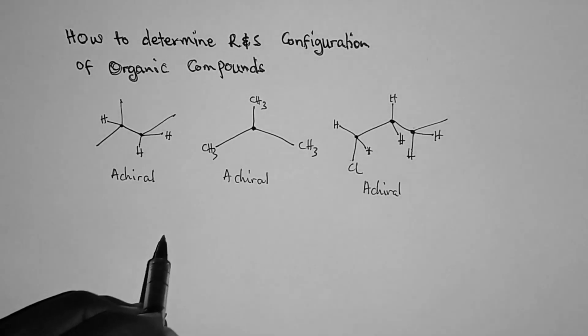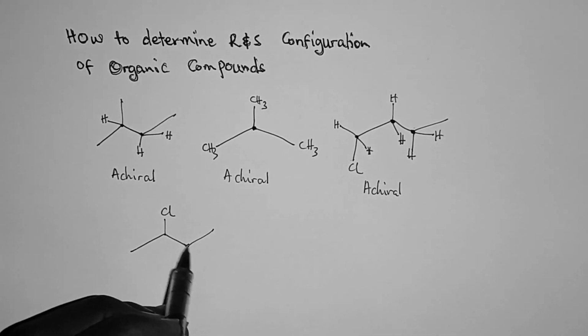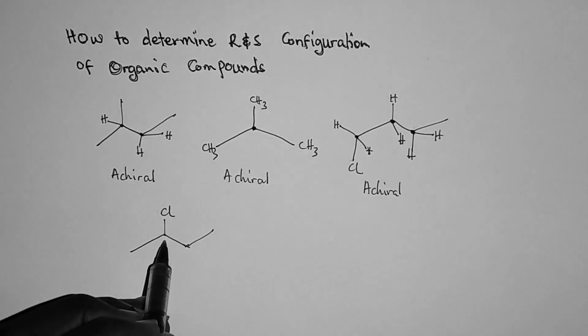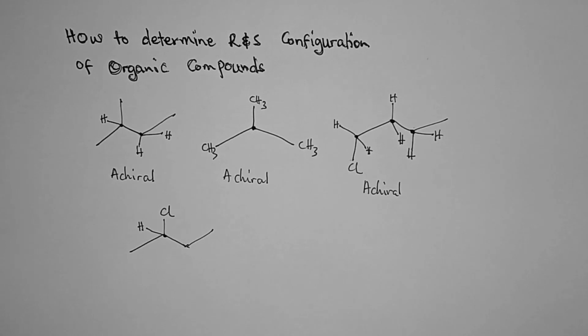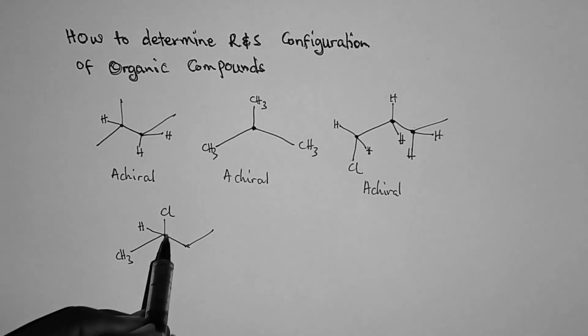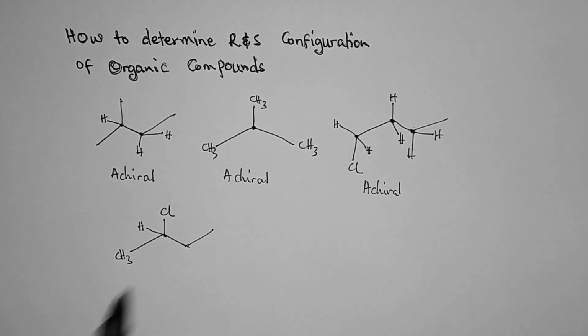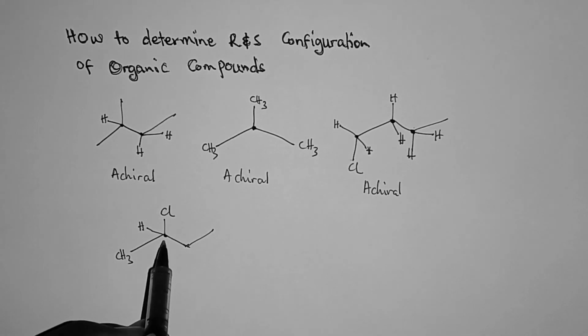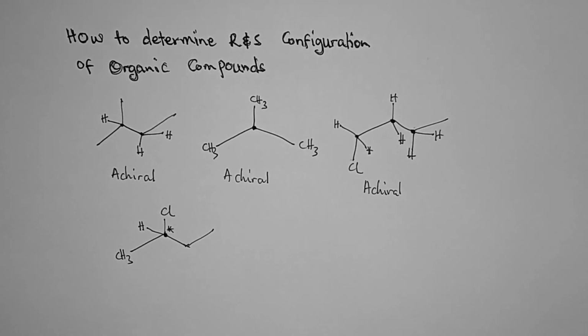Now let's consider this molecule. Let's start from this place. Is that a chiral center? You can see that there is a CH3 here, a proton here, a chlorine group here, and then an ethyl group, C2H5. So we have 4 different groups bonded to this carbon, and for that matter, this carbon is a chiral center. I use an asterisk to indicate chiral centers.